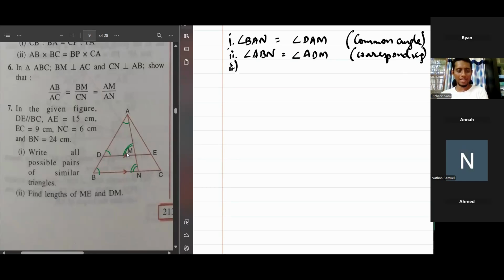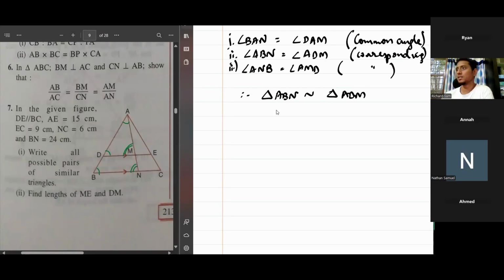Similarly, the third one is angle M and angle N. For the big triangle it is ANB, equal to angle AMD. Again, corresponding. So therefore, triangle, not angle, triangle, big triangle ABN is similar to triangle ADM. This is one set of two similar triangles. The question is to find all the possible pairs of similar triangles.